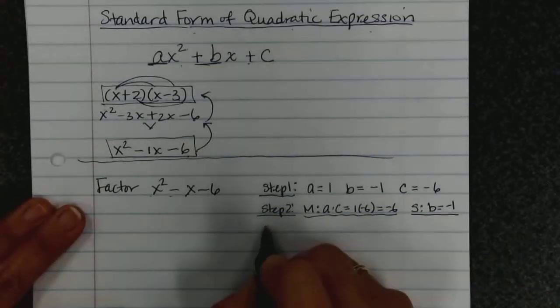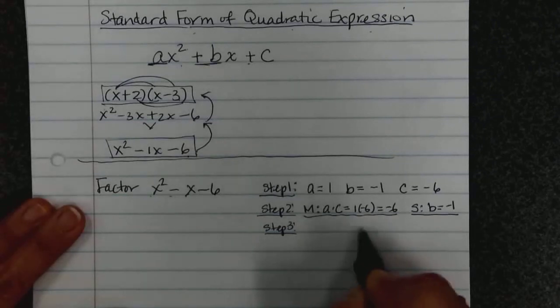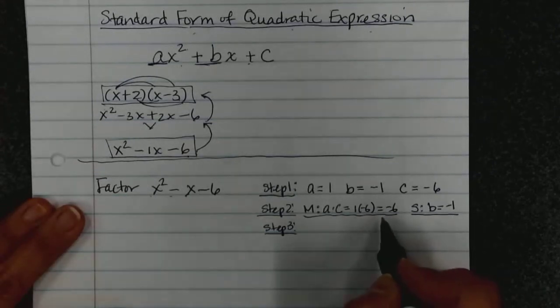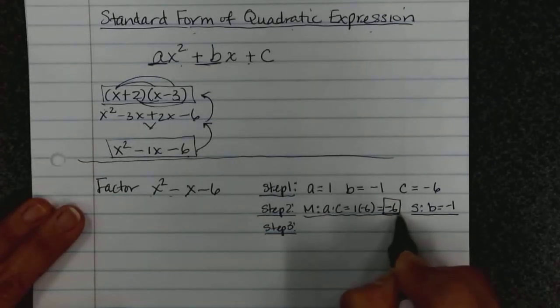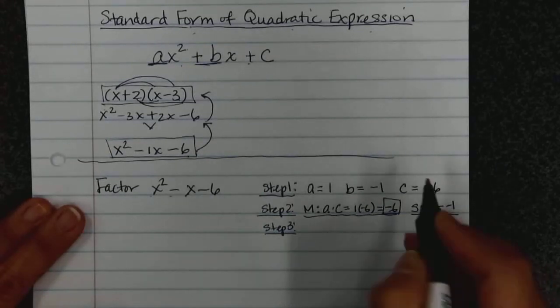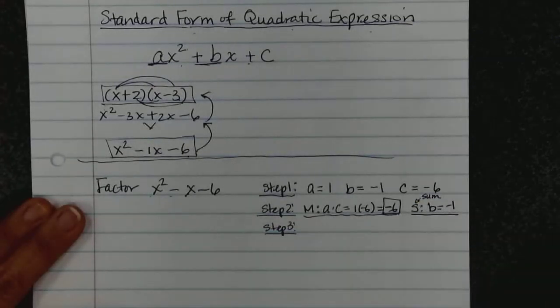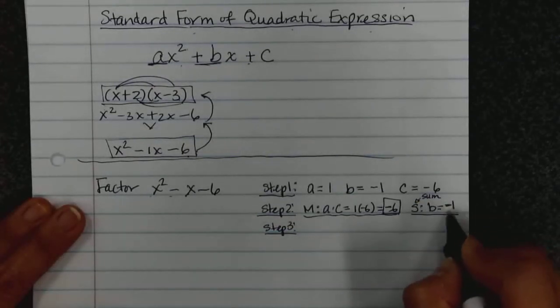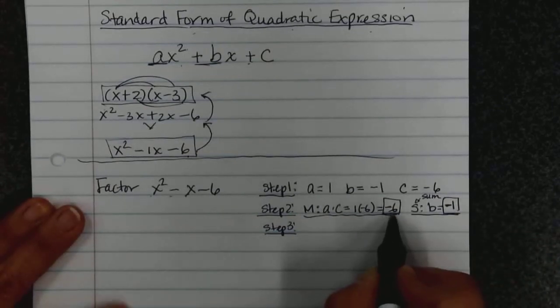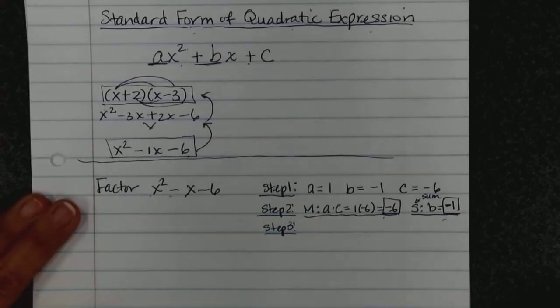Once you have those done, in step 3 we're going to find the factors of negative 6. We're looking for the factors of negative 6 that would add up to, so this S means the sum. I call it the sum of b. I want to know what two numbers you have to multiply together to get negative 6 that would add up to negative 1. So we're looking for those factors.